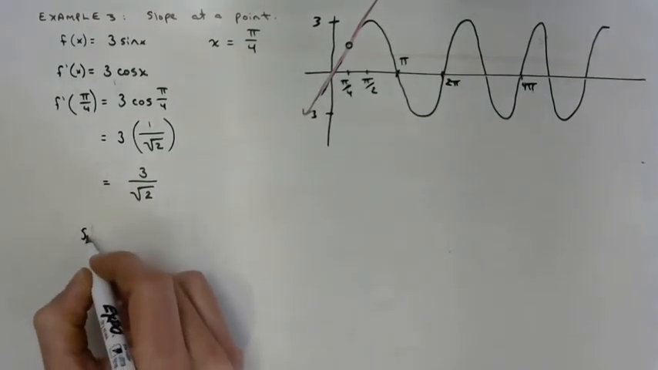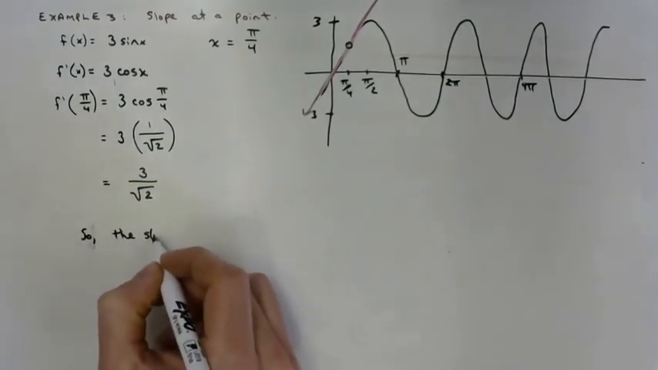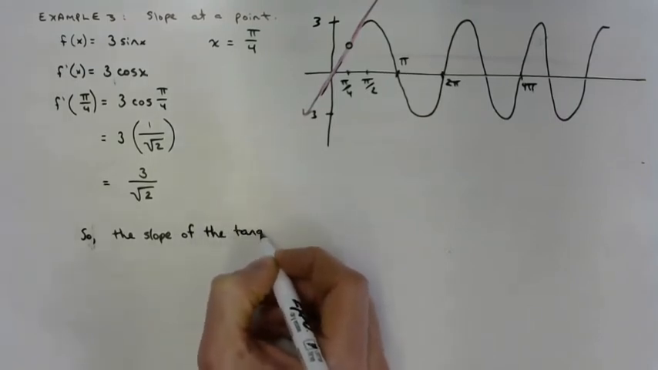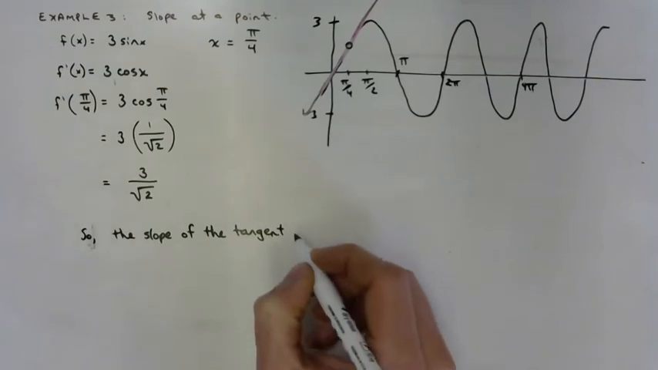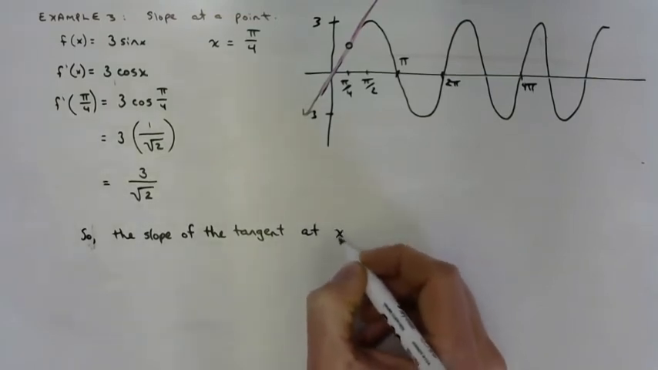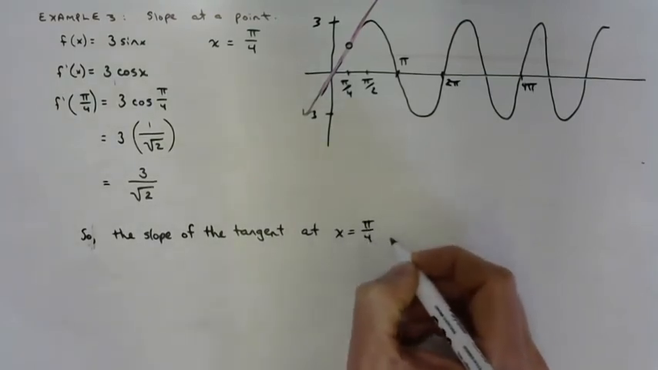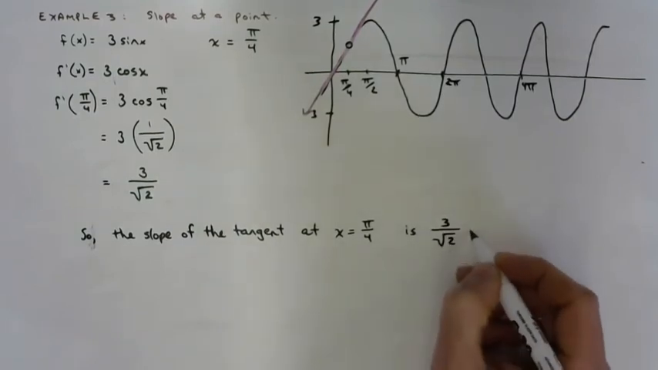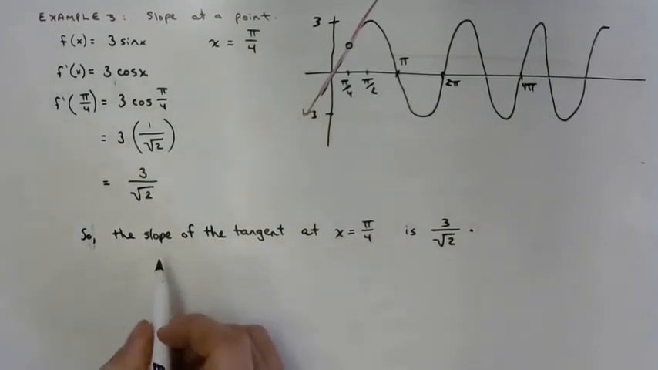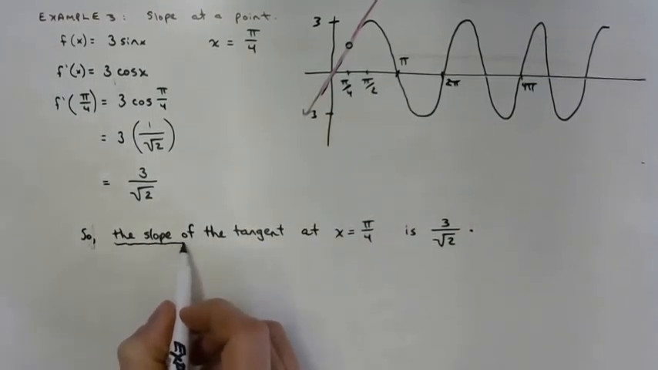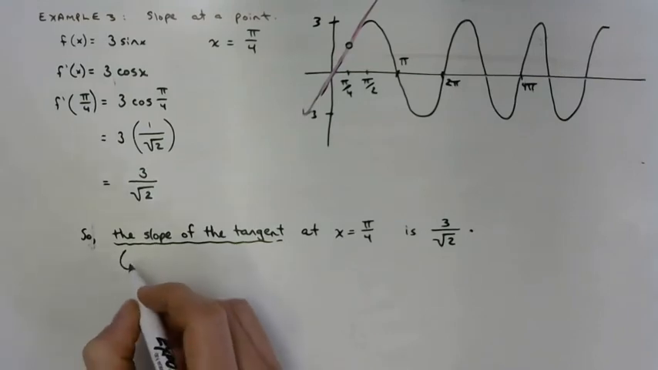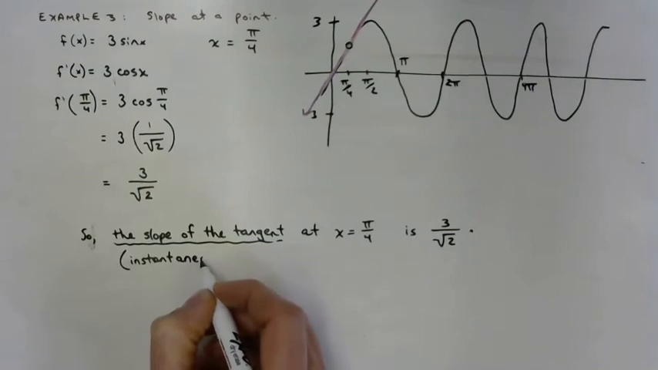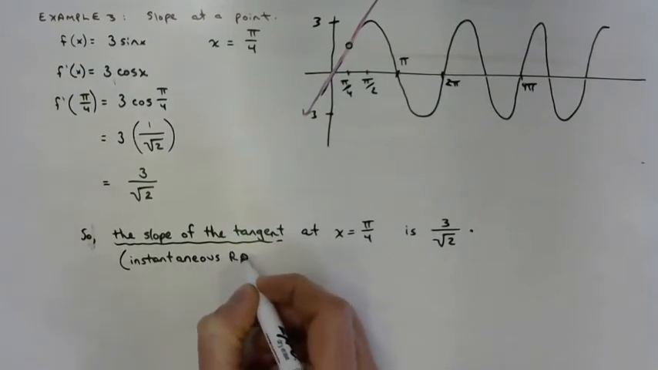Let's write that. So the slope of the tangent at x equals pi over 4 is 3 over radical 2. Just to write that another way, slope of the tangent, that is the instantaneous rate of change.